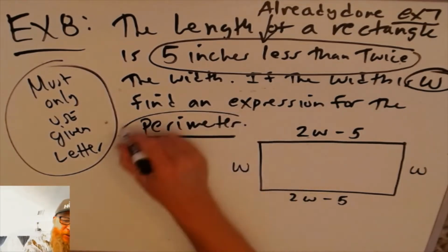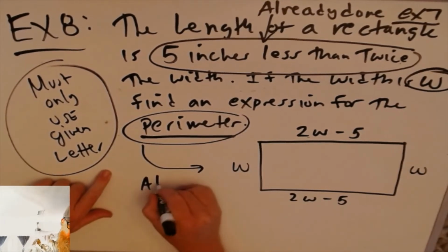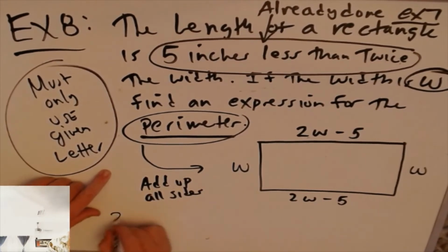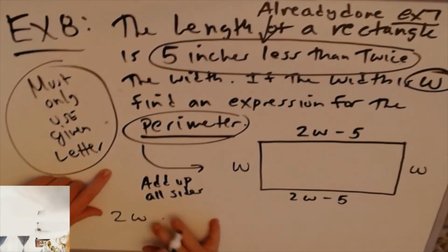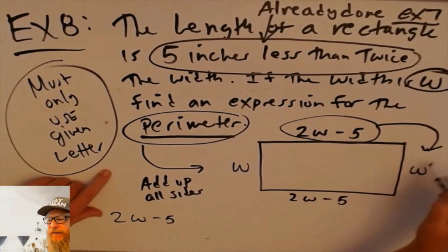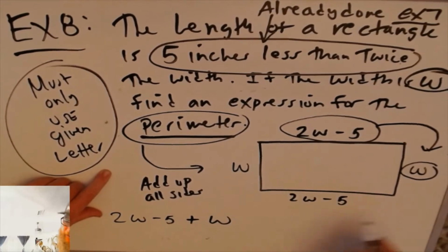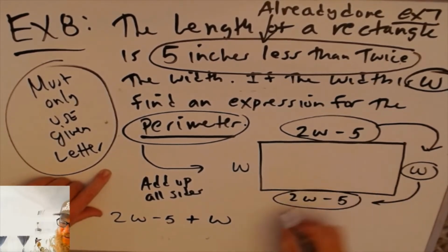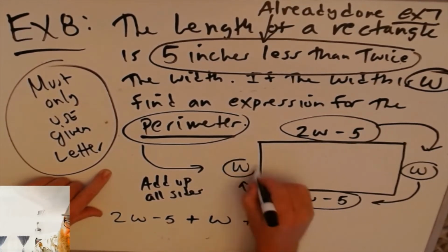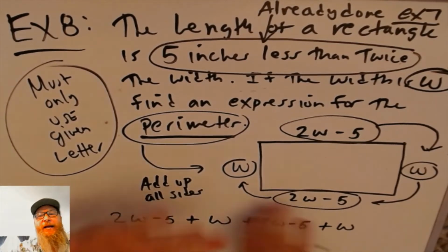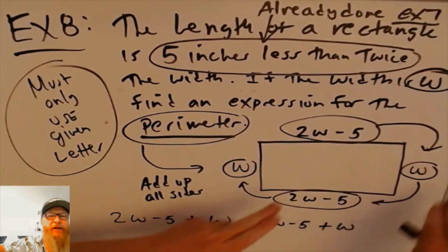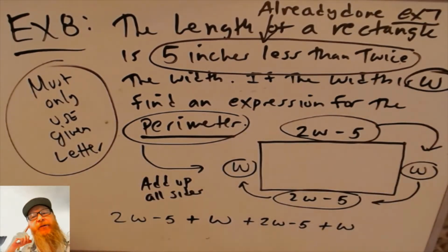So what is the perimeter? The perimeter is to add up all the sides. So I've got 2W minus 5. I'm going to go around this way. And then plus a W. Keep track of where I'm going. Plus another 2W minus 5. Plus another W. And it really doesn't matter where you start. I started at the top and went around this way. You can start anywhere you like. Just make sure you don't double count anybody.